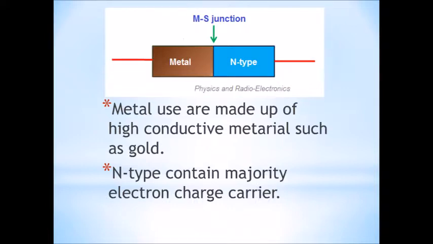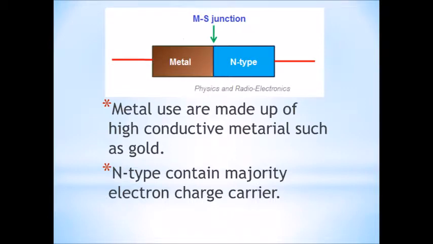Let's see in this slide. In this picture, there is a metal and N-type semiconductor joined together to form MS junction. So in a normal PN junction diode, a P-type semiconductor and N-type semiconductor are used to form the PN junction. When a P-type semiconductor is joined with N-type semiconductor, the junction is formed between the P-type and N-type. This junction is known as PN junction.